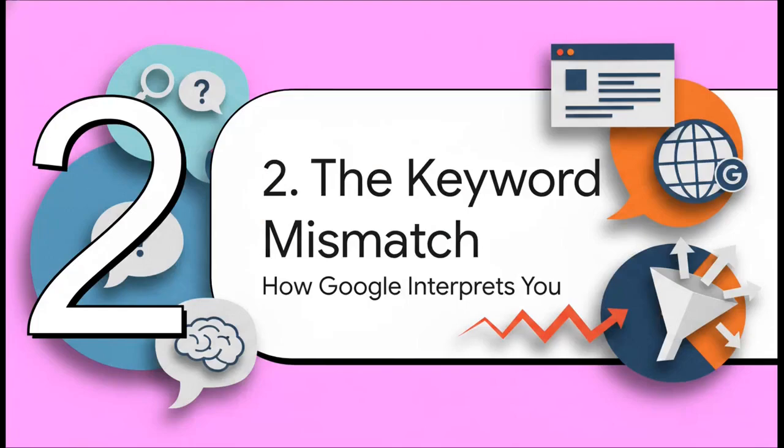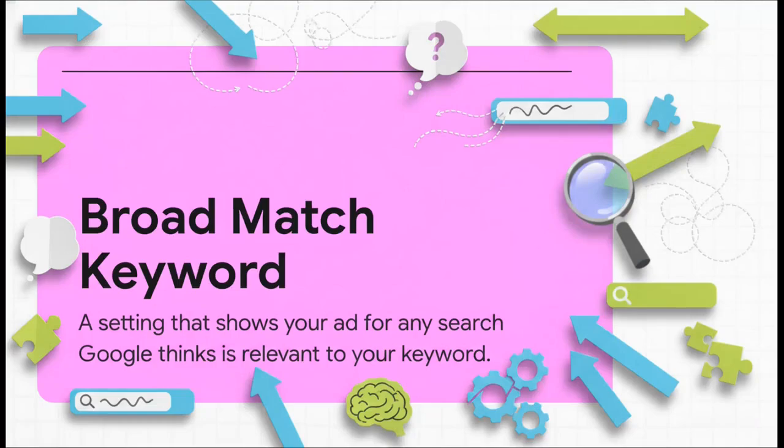Okay, so that brings us to the real heart of the issue, the keyword mismatch. This is all about how Google interprets what you want. It's this huge gap between what you think you're telling Google and what its algorithm actually hears. So what exactly is a broad match keyword? Well, think of it like this.